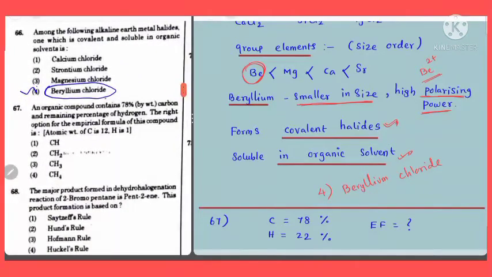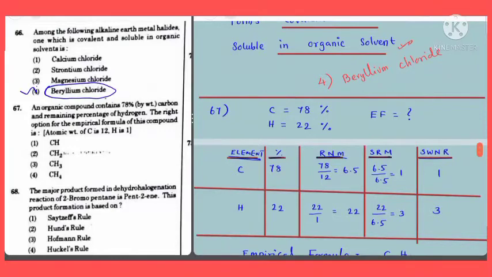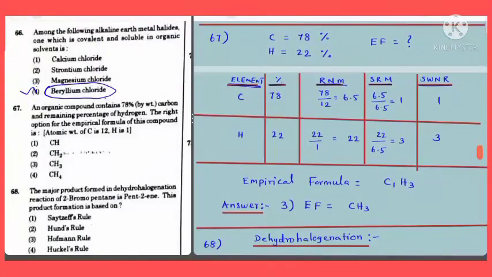Question number 67. An organic compound contains carbon about 78%, and the remaining 22% is hydrogen. What will be the empirical formula of the organic compound? You are given the atomic weight of carbon as 12 and hydrogen as about 1, and this can be answered based on empirical formula calculation. You know the tabular column format we use: carbon element 78%, hydrogen element 22%.